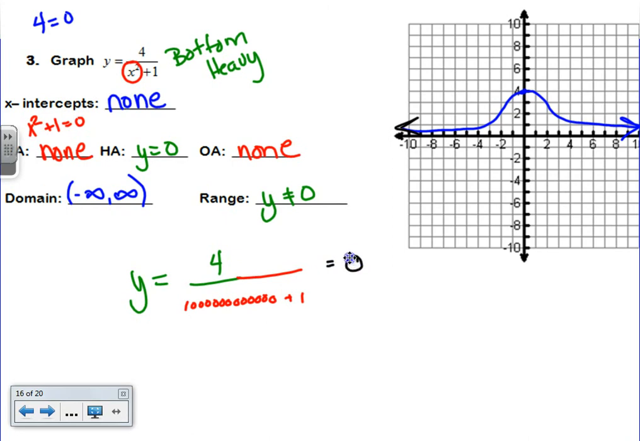If you tried typing that on your calculator, you'd get something in scientific notation, like 2.7 e negative 17. I'm just making that up. But that's why it always approaches 0. So if you forget your rules about top heavy, bottom heavy, and equal weight, think about plugging in 1,000,000 and what that would mean for your function. What would it approach for the y value?